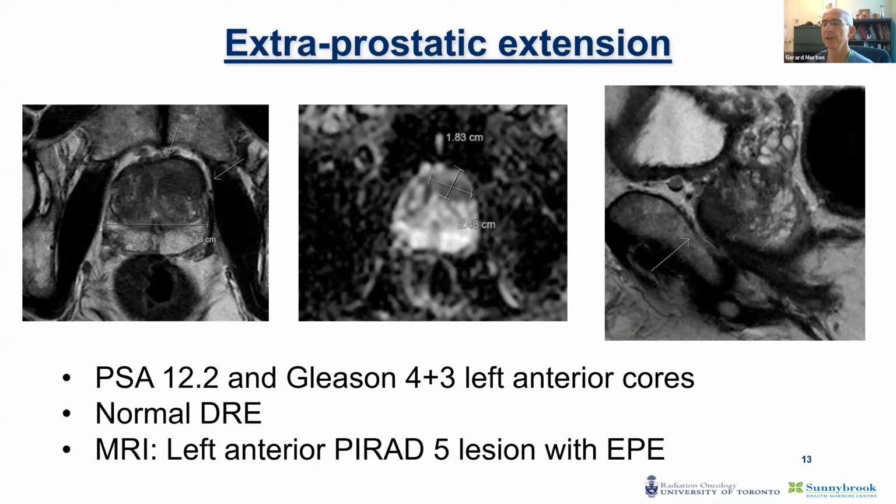Extraprostatic extension, especially anteriorly, can sometimes be more of a challenge. And this is really where MRI is valuable. This is a patient, for example, whose PSA was 12, but had a normal feeling prostate because the peripheral zone is entirely normal on digital rectal examination. The lesion, you can see, is anteriorly on T2 and DWI, with anterior extension beyond the capsule.